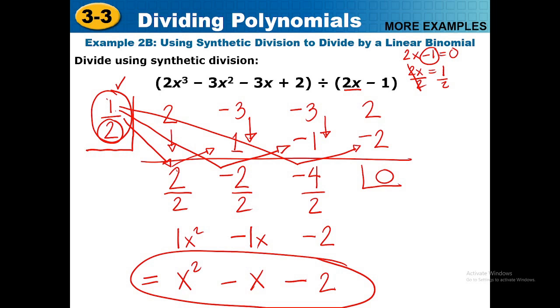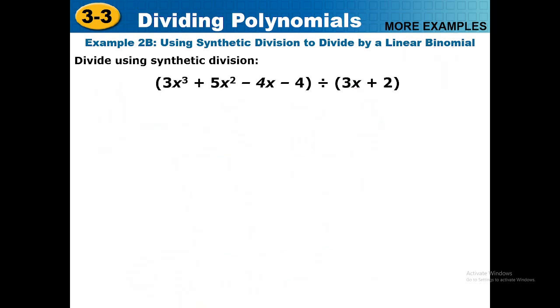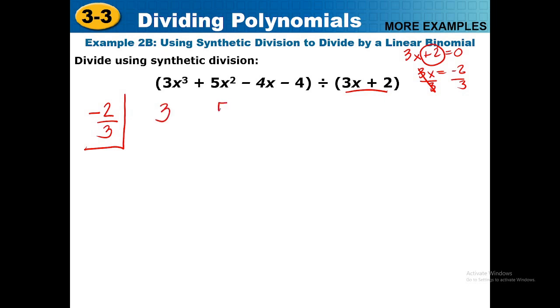Okay? Let's have another example. The last example also has a coefficient on the variable x in the divisor. Now, let's solve for x first. So we have 3x plus 2 equals 0. Transpose, and it becomes negative 2 divided by 3. So the value of a that we will put here is negative 2 thirds. Now, let's write down the coefficients. We have 3, positive 5, negative 4, negative 4.